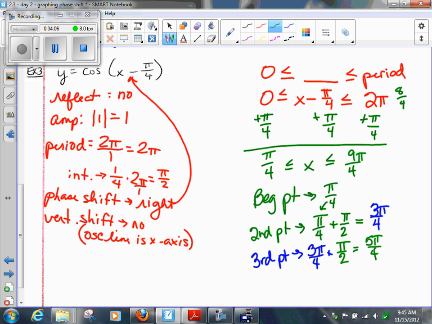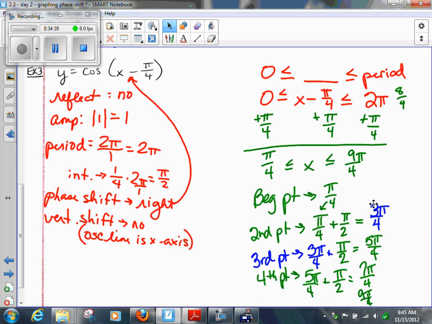Now we got to find our fourth point. Where do I start? 5 pi over 4, plus who? Pi over 2 again, which is going to give us 7/4. Are you seeing a pattern here? 1/4, 3/4, 5/4, 7/4, then 9/4. We know we're right. Look at the R. Okay? Now we're ready to graph it.